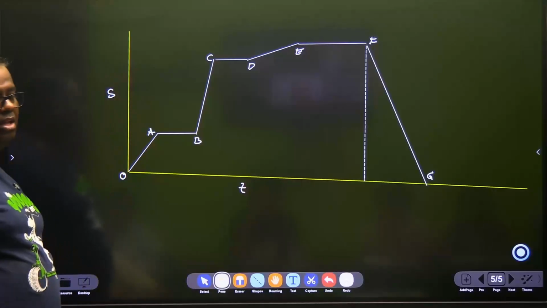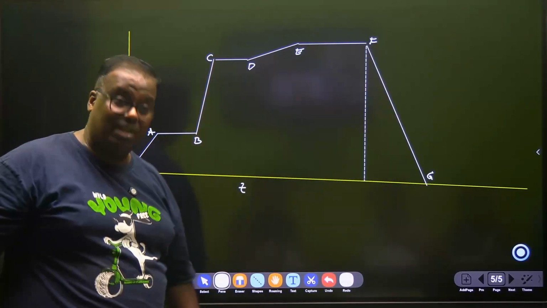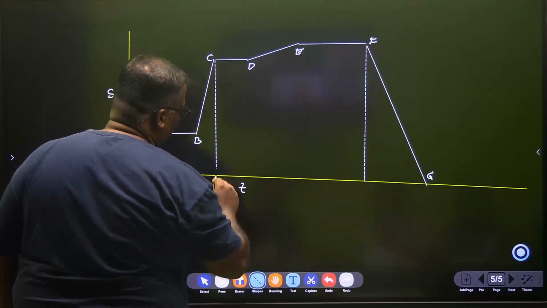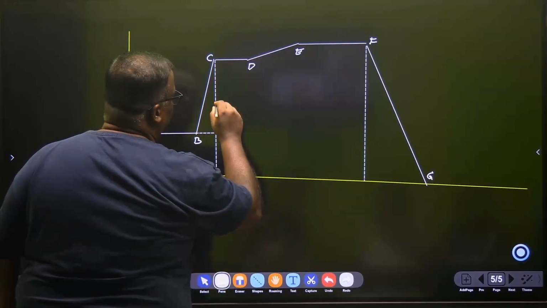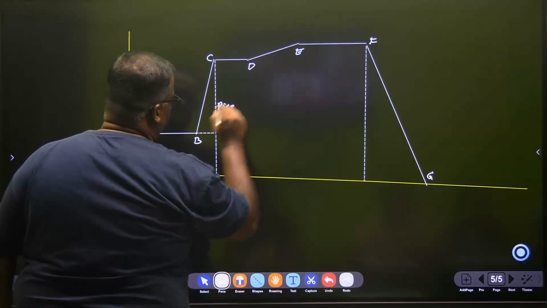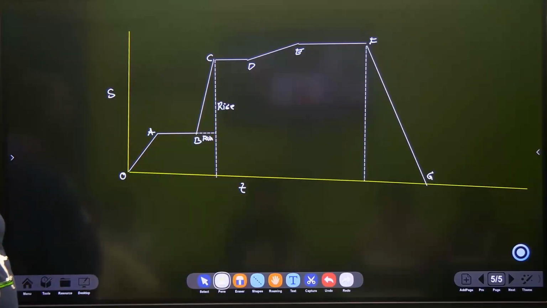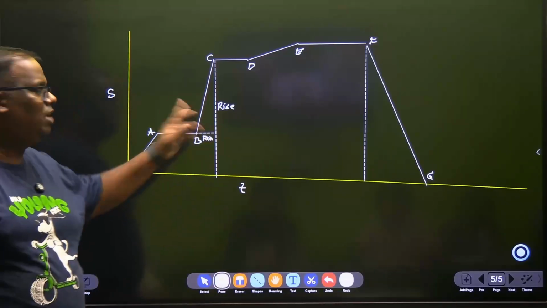Now they might ask us to calculate the velocity between B to C graphically. So you put one line here, put one line here. This is your rise and that's your run. If you calculate rise over run, then you'll get the slope. And we should get positive.